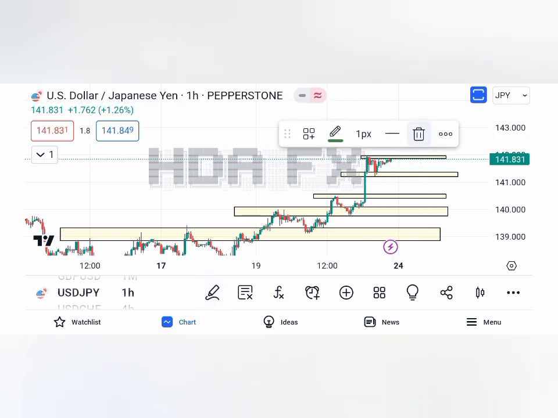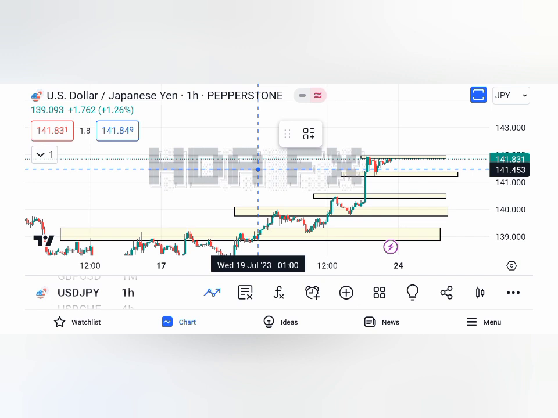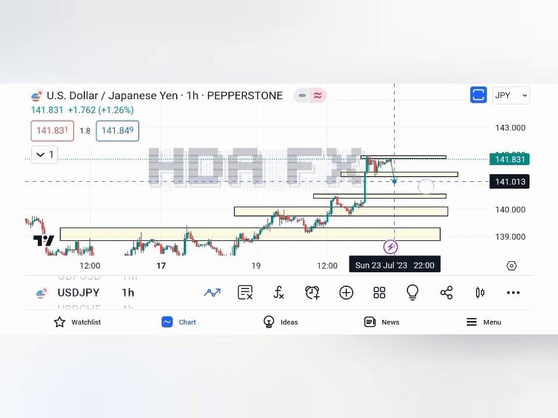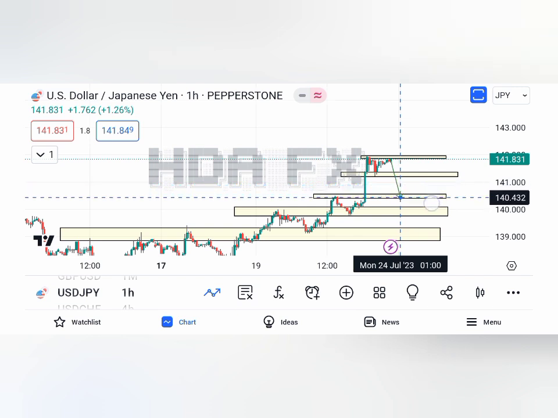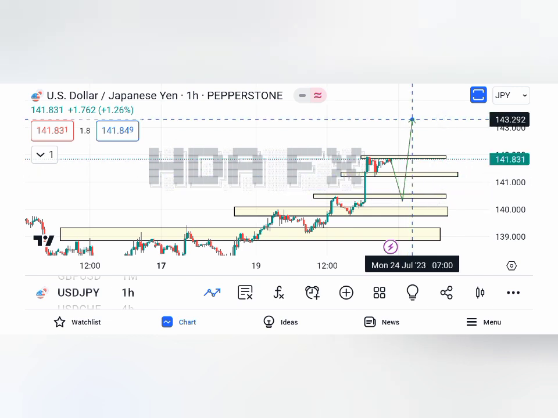And the second scenario is this. For the second scenario, this is what I want to see. If price fails to break and comes to break this zone downwards here, then I'm expecting price to come down. So if price comes down, I'll be looking for buying confirming candles, then buy. So this is my analysis on USDJPY.